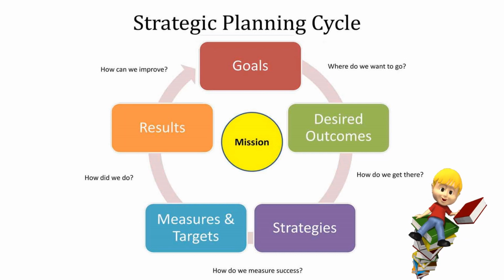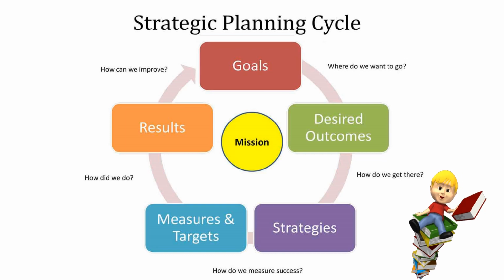The third step, strategies to measures and targets. The question asked here is, how do we measure success? The fourth step, measures and targets to result, is, how do we do it? The result and the goals. The final question to be asked is, how can we improve?